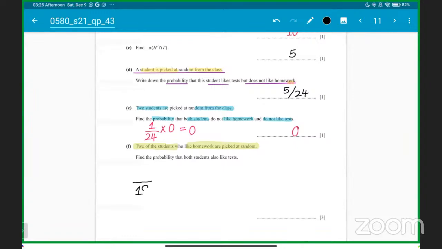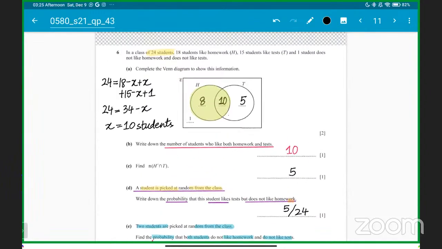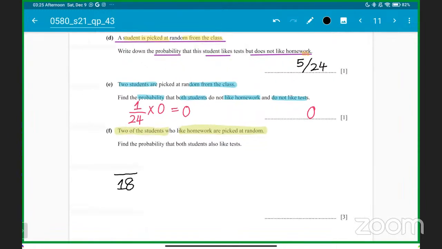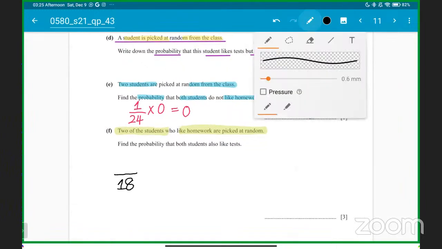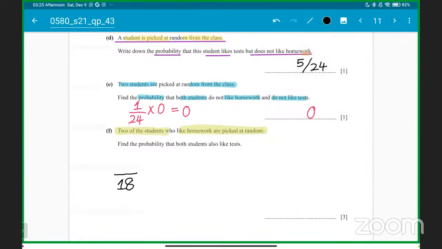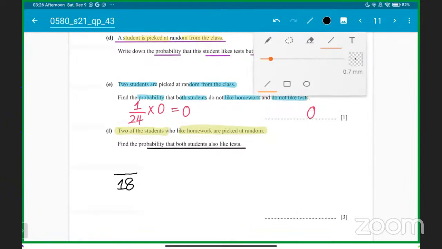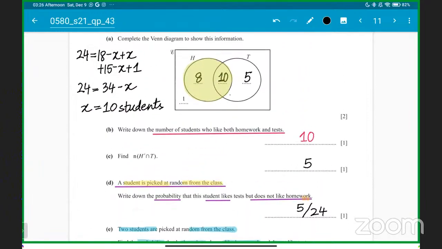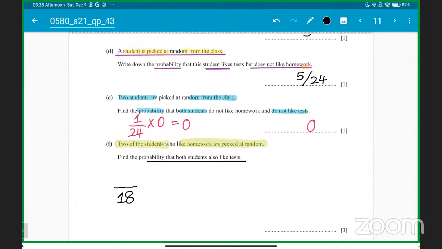So the denominator will be 18. The students who like homework are total 18. You have to select 2 students from the 18. Understood? You have to find the probability that both students also like test. So what will it be? Both students like test, I think 10, right? It will be 10. Homework वाले students pick करें तो both students like test as well. So it will be 10/18 and 9/17 for the second student.